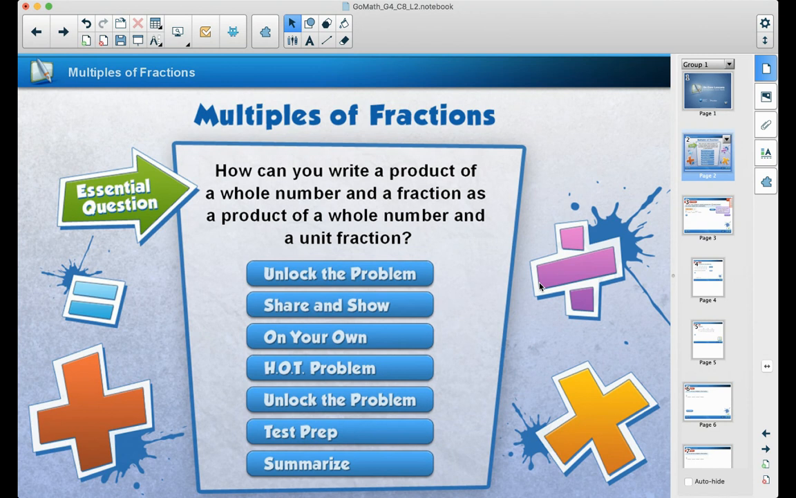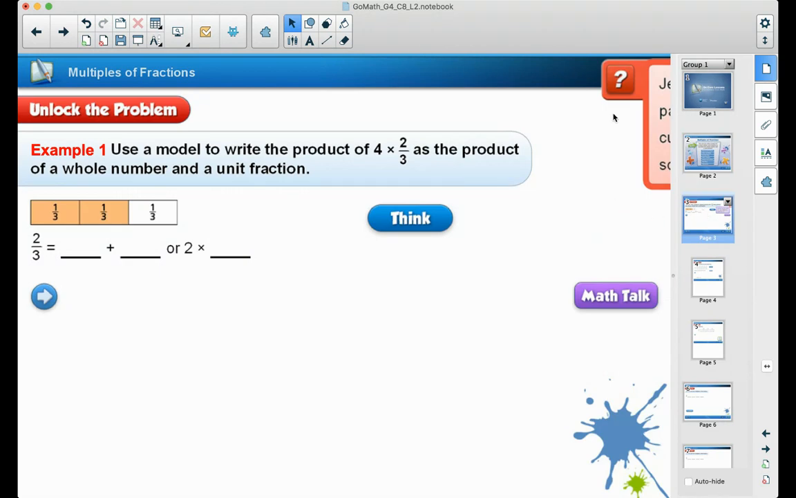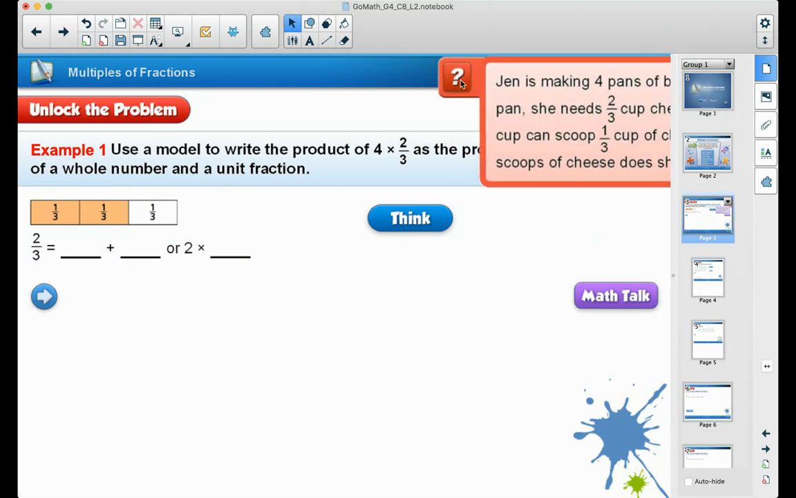We will be working on lesson 8.2 in your Go Math book, page 461. Our essential question is, how can you write a product of a whole number and a fraction as a product of a whole number and a unit fraction? Okay, let's look at our problem.